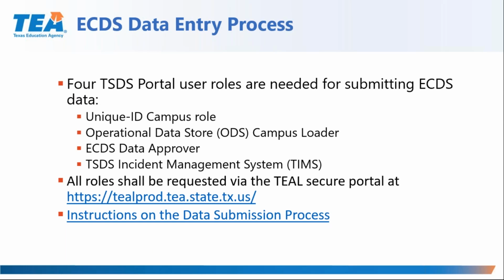So just high level about the ECDS data entry process. In order to submit ECDS data, there are 4 TSDS portal user roles needed: the unique ID campus role, the operational data store campus loader, the ECDS approver, and the TSDS Incident Management System. However, the same person may have multiple roles, depending on how entities look. So some of them may have multiple roles for those roles that are needed.